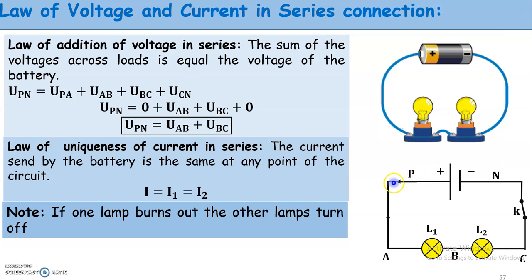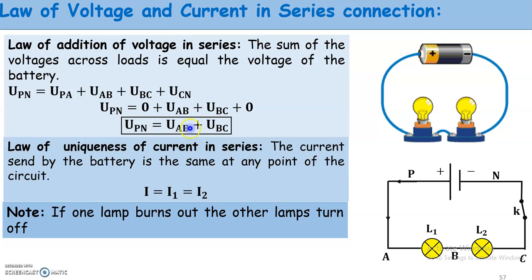As we know that PA represents a connecting wire, so the voltage across UPA is equal to 0. AB is the voltage across the lamp. I don't know this value, so I leave it as it is. BC represents the voltage across the second lamp. I don't know the value, so I leave it. CN represents the voltage across the connecting wire, the voltage across a closed switch. And I know that the voltage across a closed switch is equal to the voltage across a connecting wire, which is equal to 0.